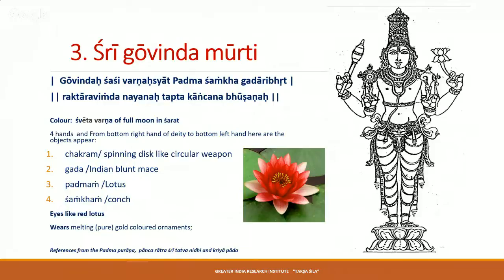So this dhyana sloka is as follows: Govinda Shashivarna Syat Padma Shanka Gadari Bhrit, Raktaravindanayanaha Tapta Kanchana Bhushanaha. Govindaha. The Murti's name is Govinda.